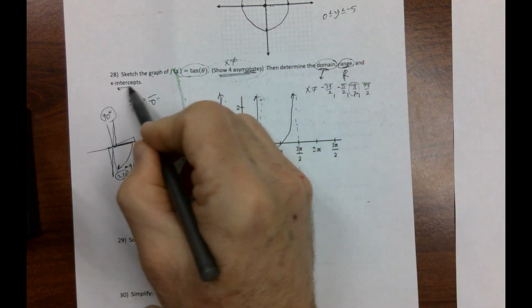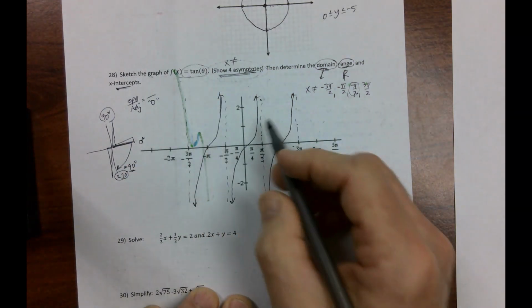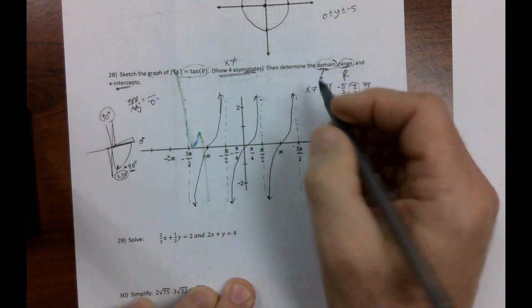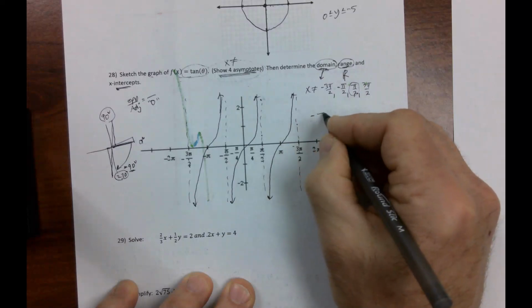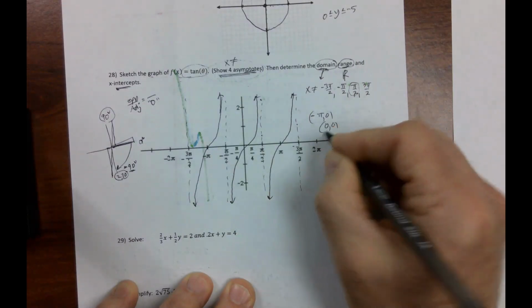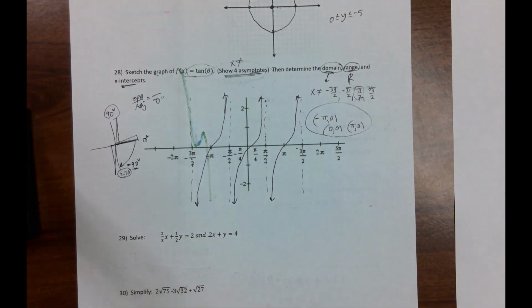And then the x-intercepts on this particular window, the only x-intercepts we have are right here. So the x-intercepts are negative pi, 0, 0, 0, and pi, 0. There's our x-intercepts.